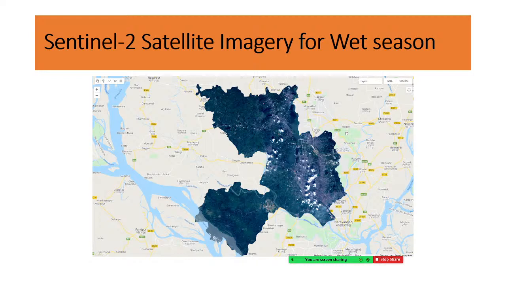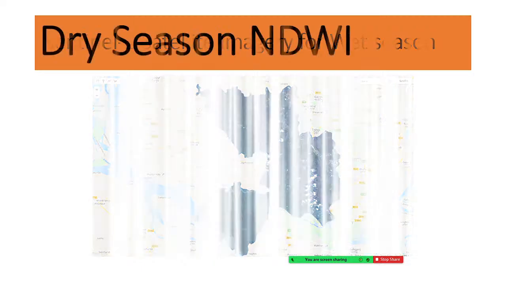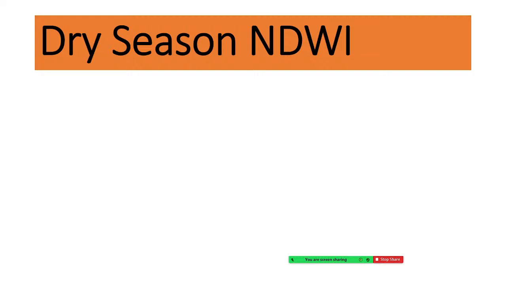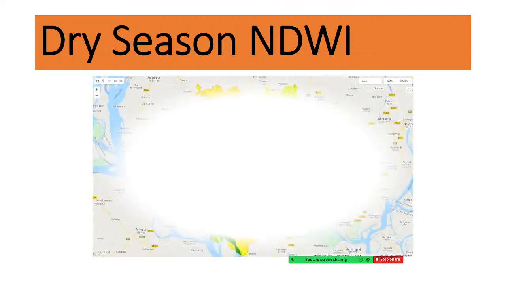And I also finished this part. In the next class, I will also try to show you how you can easily remove the cloud and haze from your satellite images. And then we also move to the dry season NDWI. We can just take this dry season satellite images of the Sentinel-2. Then we will calculate the dry season NDWI, and we can get a map like this.